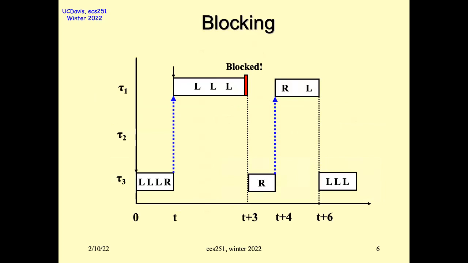The numbers 1, 2, 3 represent their priority. So thread number 1 has the highest priority. Thread number 2 is the median, and thread number 3 has the lowest priority. Okay, just for this example, 1, 2, 3.